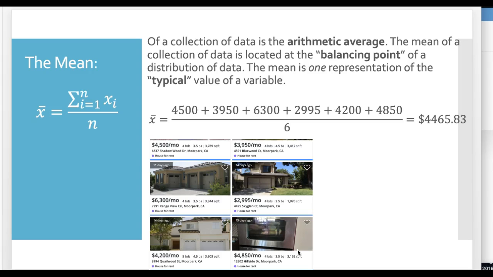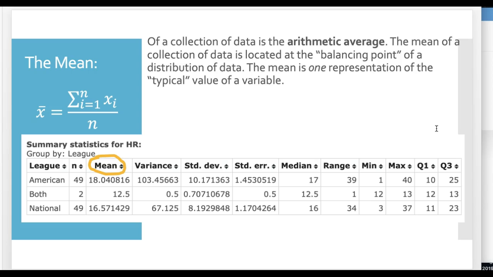So in class, I said, hey, here are 6 rent amounts for 4-bedroom homes in Moore Park. And what you have here is the typical rent amount. So if my friend's gonna move to Moore Park and they want to rent a 4-bedroom home, and they want to know, well, how much are they going to spend? I'm going to say around $4,465 a month for rent, plus or minus something, right? And so we did a simple example here, and of course I showed you how we can compute the mean in StatCrunch.